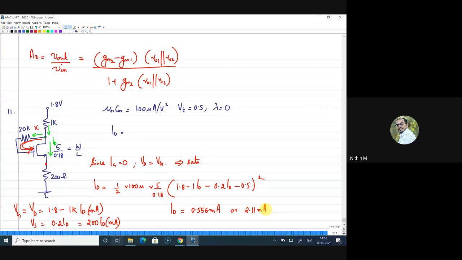So which one is valid in this? How to check the validity? You have to check it by substituting that ID value in Vs and Vg and see whether you are getting a positive VGS, or the transistor remains in saturation. In this case, your Vd is equal to Vg. But when you substitute 2.11, you will have a VGS of negative value. You can try that. The only valid ID is this 0.556. So that is the answer for the first part.